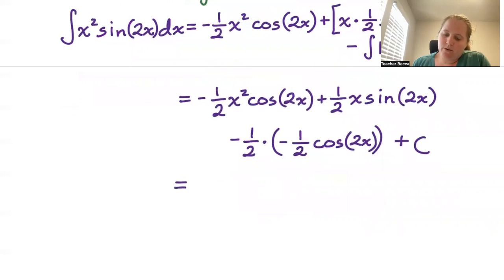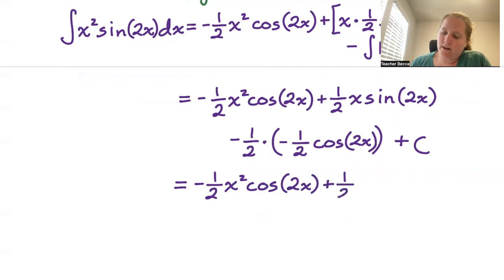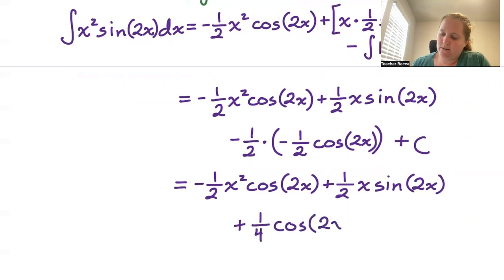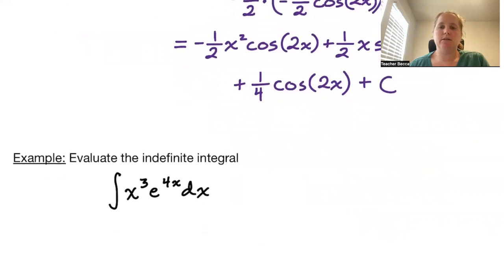So all in all, we are looking at a negative 1/2 x squared cosine of 2x plus 1/2 x sine of 2x plus 1/4 cosine of 2x plus c. So this is running integration by parts twice.